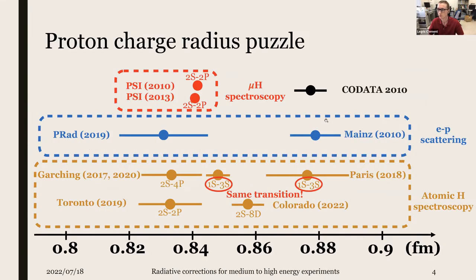As you know, before 2010, all measurements of the proton charge radius using electron-proton scattering and atomic hydrogen spectroscopy found a proton charge radius of about 0.88 femtometer. But in 2010, using muonic hydrogen spectroscopy, the proton charge radius was measured around 0.84 femtometer. And since then, using these three techniques, the proton charge radius has been measured either around 0.84 or 0.88 femtometer.